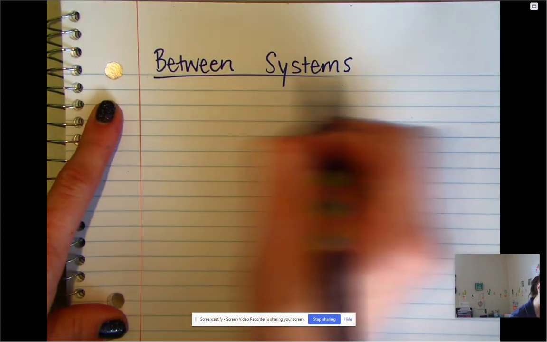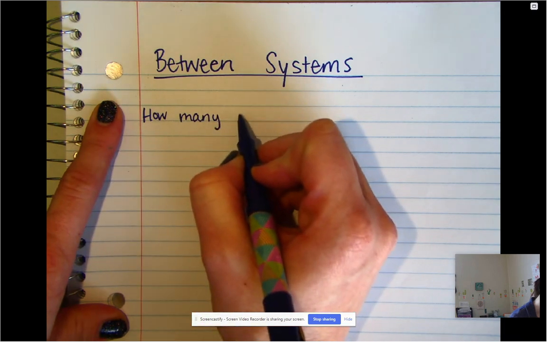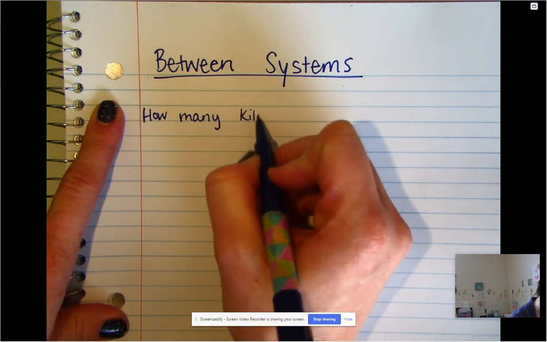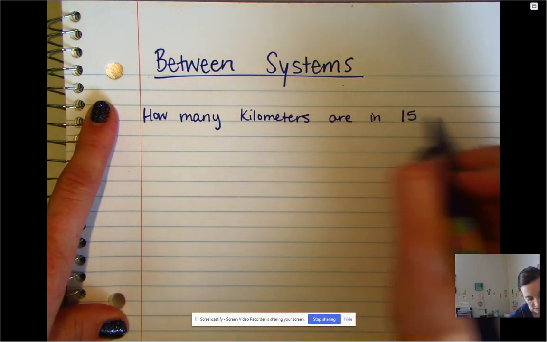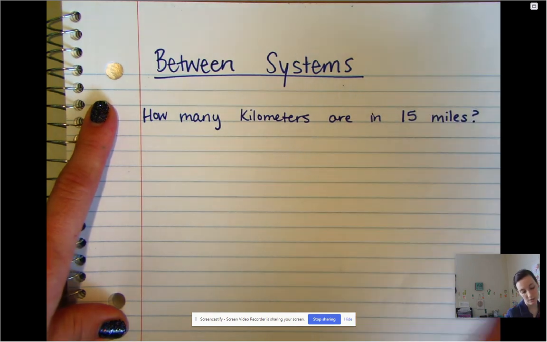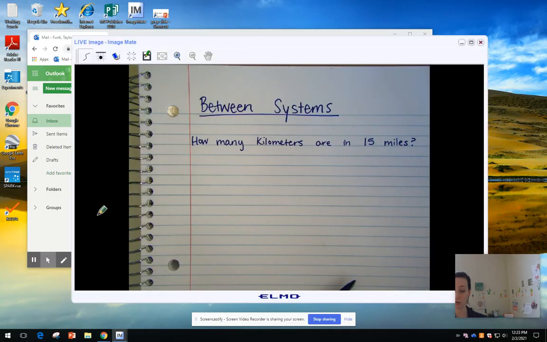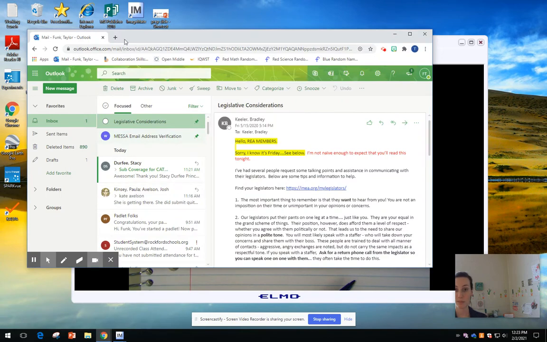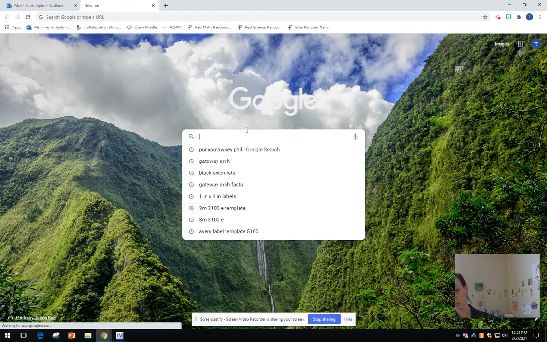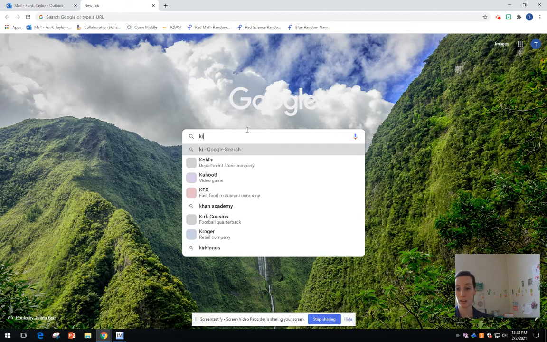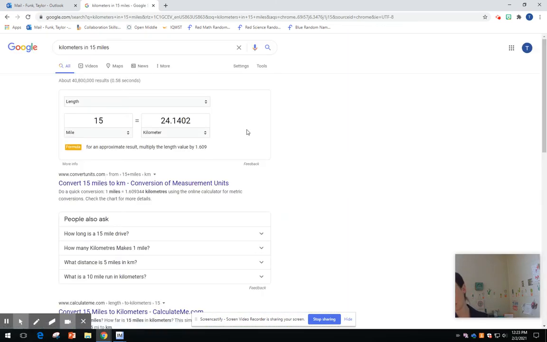Other times, we have conversions between the systems of measurement. This is something like how many kilometers are in 15 miles. So this will probably be one of the only times that I tell you that your math strategy is to go to Google. To look up, you can do it two ways. One way, just type in kilometers in 15 miles, and it will tell you.